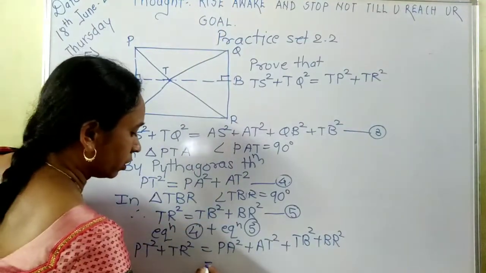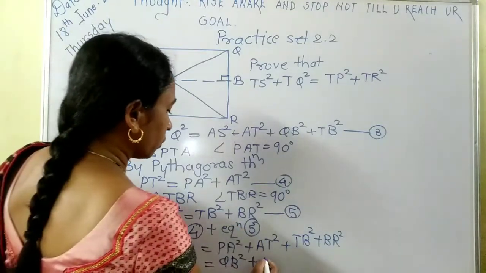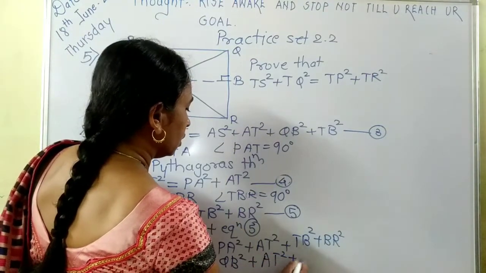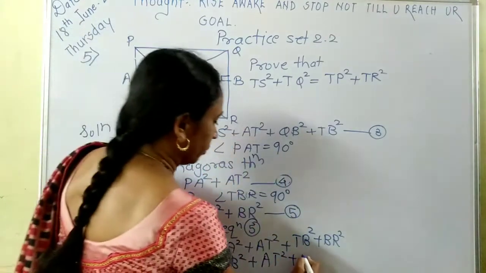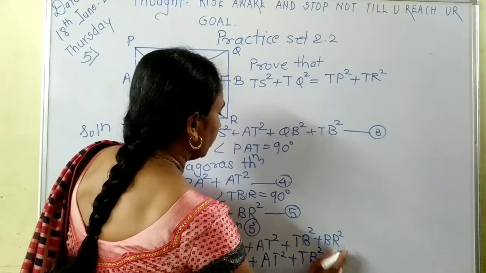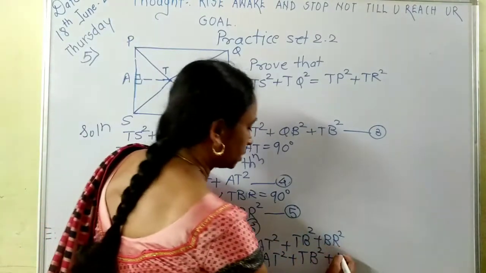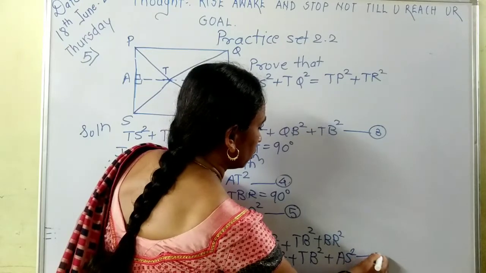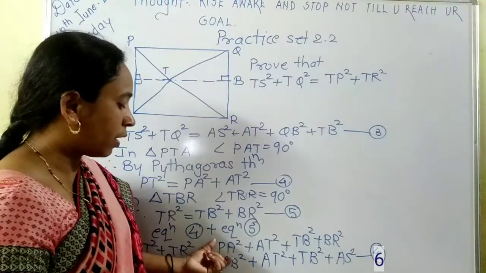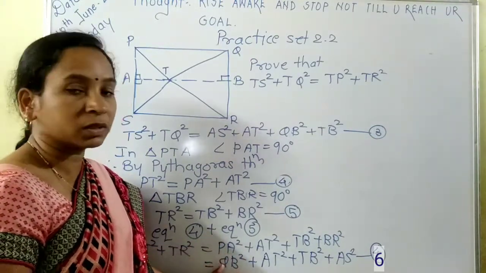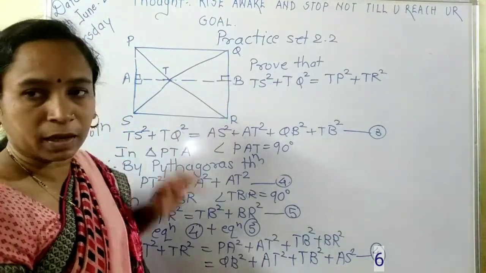So I will replace a few terms. PA square is nothing but QB square, plus AT square, I will keep as it is. TB square I will also keep as it is. Plus BR square; if you observe, BR is nothing but AS. So I will replace this with AS square. Why did I replace? Because their values are the same. These are the opposite sides of a rectangle. AS is opposite to BR, and opposite sides of a rectangle are equal.